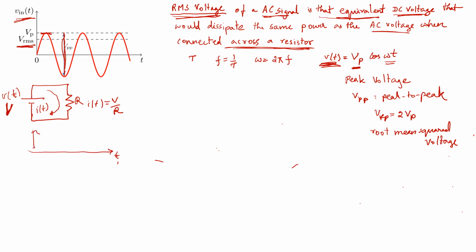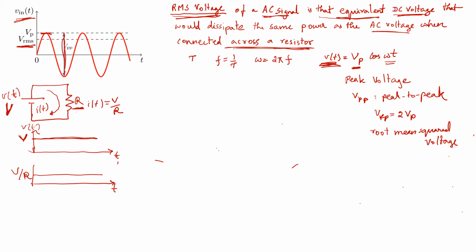If we look at how this looks in time, this is a constant DC supply, so the voltage is simply one value, V, and it does not change with time. The current is V over R, and that is constant with time as well. The amount of current that flows depends on the resistance R.